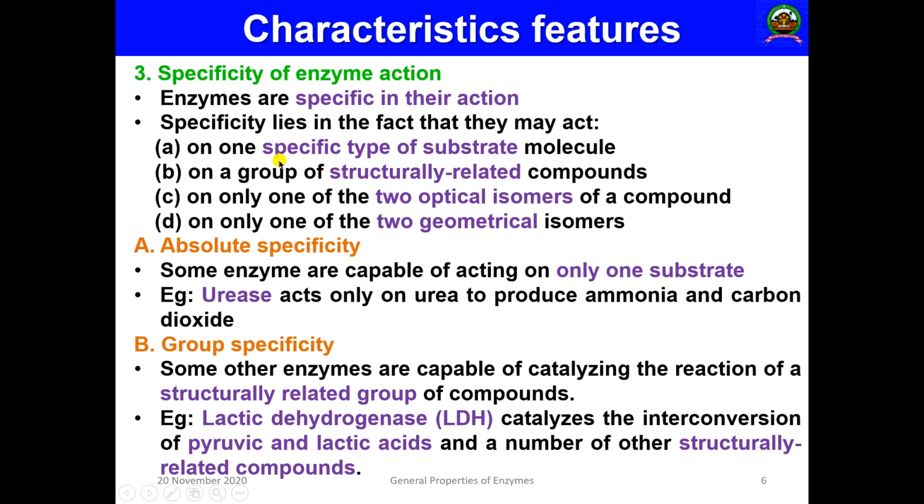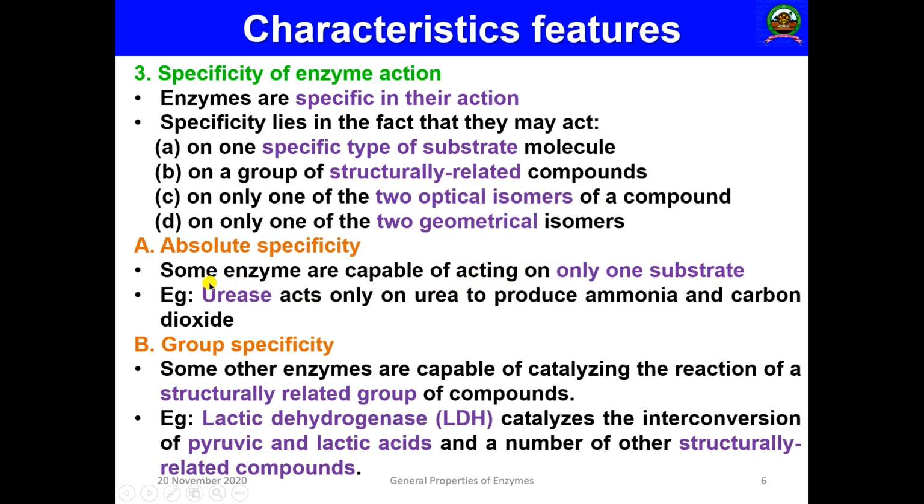Then in this particular case, we will discuss one by one, starting with the absolute specificity of the enzyme. That is the first point: the enzyme is specific to one particular substrate. So here, some enzymes are capable of acting on only one particular substrate and catalyzing the chemical reaction.